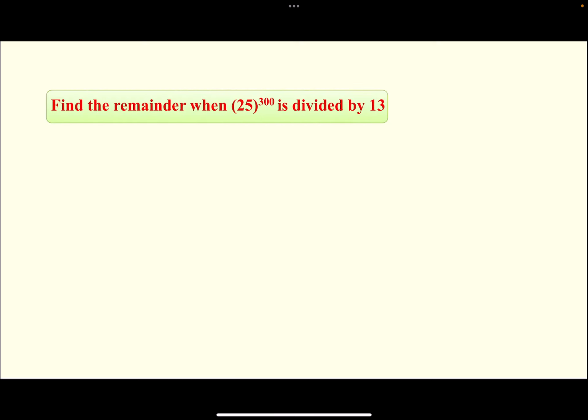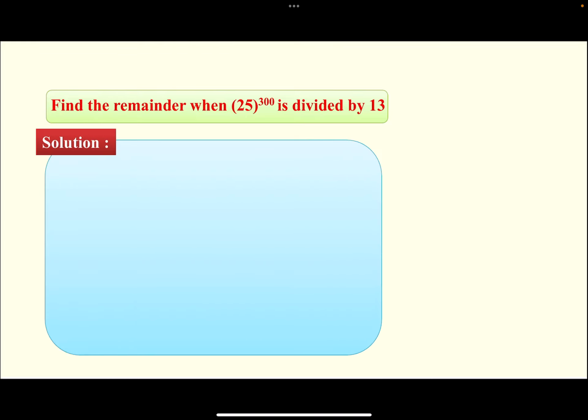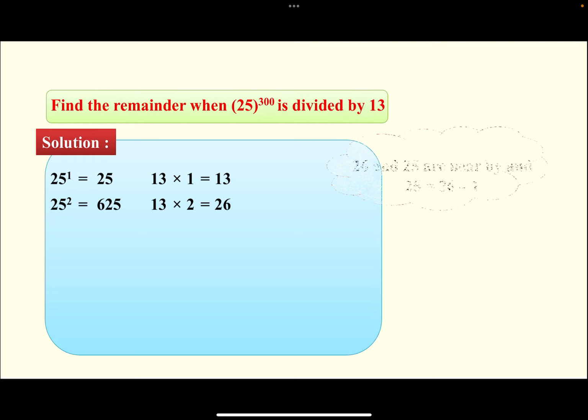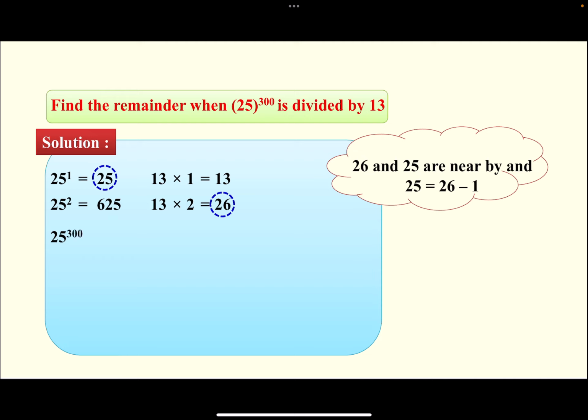Moving further, find the remainder when 25 raised to 300 is divided by 13. So here we will talk about powers of 25. First is 25, next is 625. 13 ones are 13, 13 twos are 26. So here we can see 25 and 26. The multiple of 13 here is 26, near the power of 25. So we will write 25 as 26 minus 1, raised to 300.